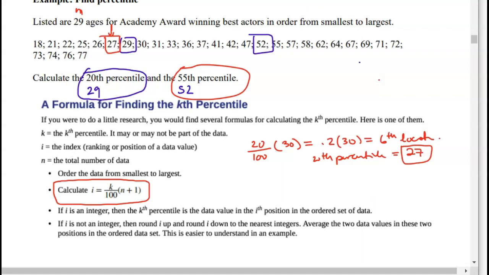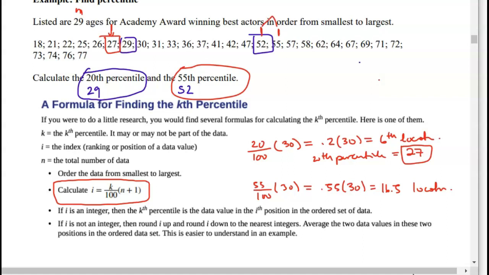All right, let's look at the 55th percentile. So we do 55 over 100, and then n plus 1, which gives me 30. So 0.55 times 30. Well, let's see what that is. I'm going to use my calculator. And that gives me 16.5. So this is the location in the data set. 1, 2, 3, 4, 5, 6, 7, 8, 9, 10, 11, 12, 13, 14, 15, 16. So this is the 16th location. This is the 17th location.